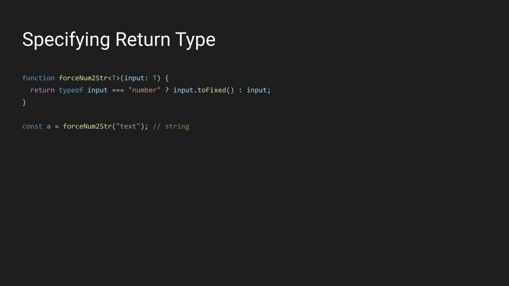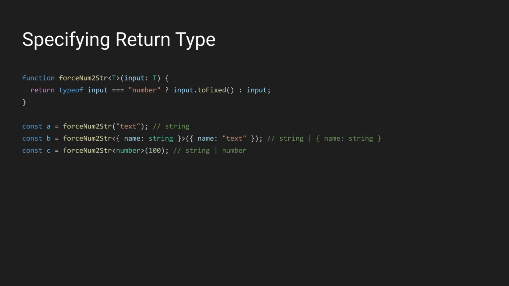Now, let's use it and pass different arguments. Passing text, we receive string. It's okay. When passing an object, we receive a string or object union. And with number, we get a string or number union. This is not how the function should work. The output is too generic. We can do much better.